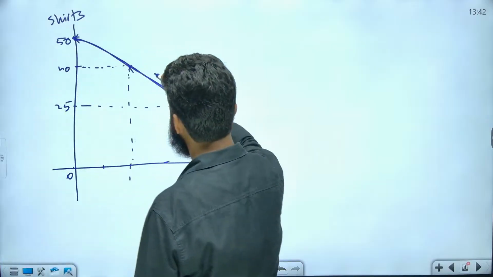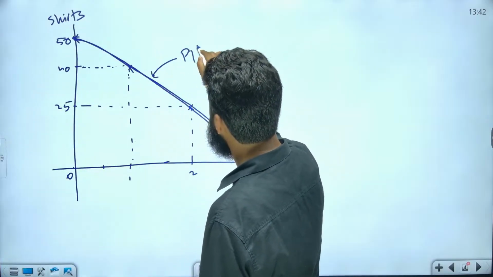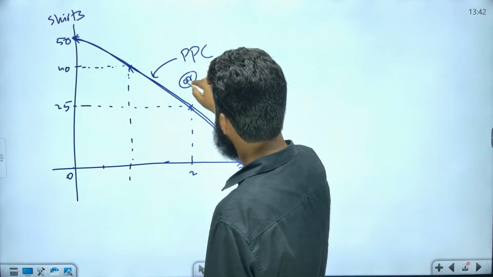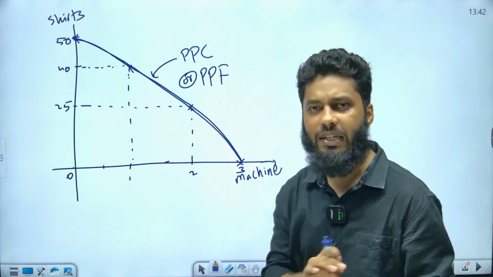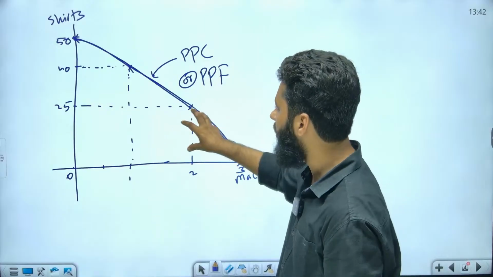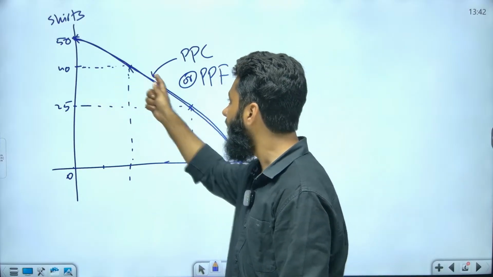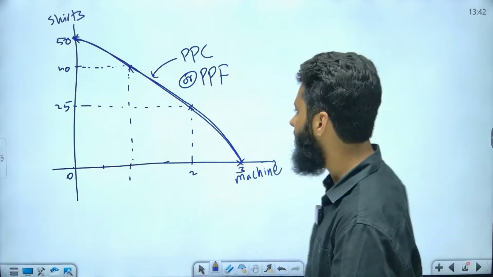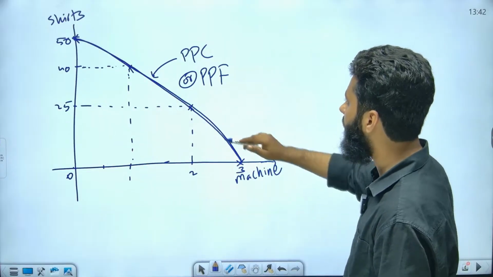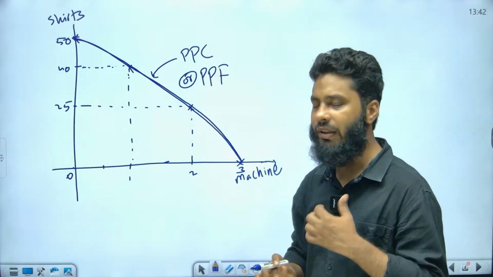This graph is known as what? Production possibility curve or production possibility frontier, right? Now you can choose any combination of shirts and machines that will lie on this particular curve, right? This particular curve is known as the production possibility curve.